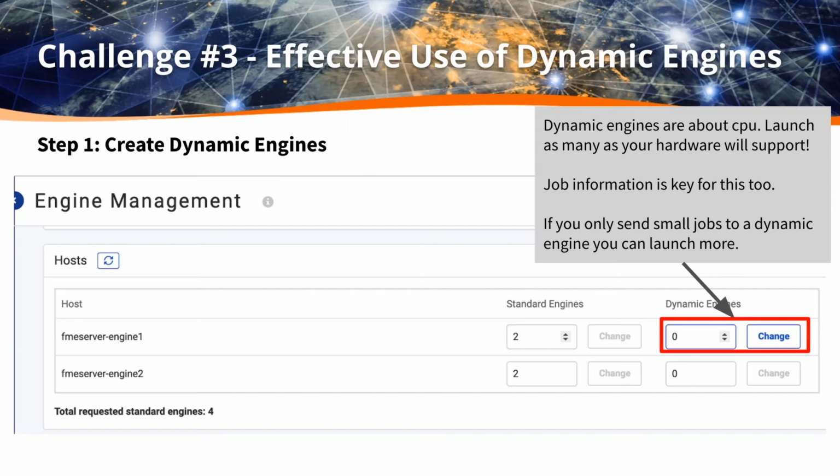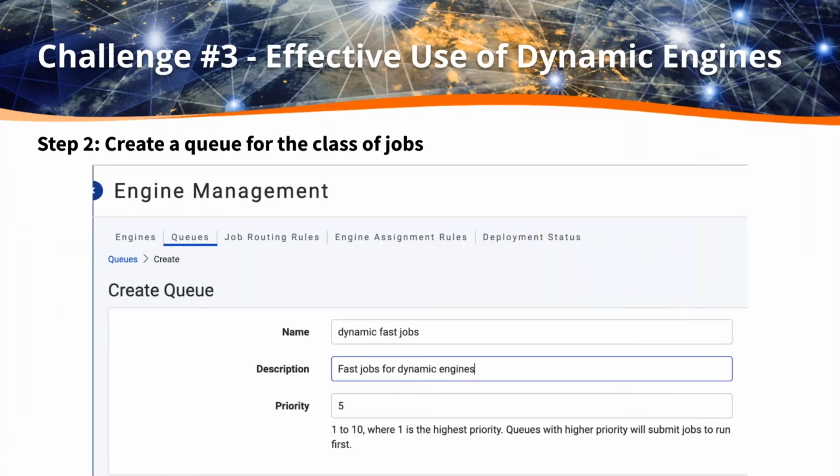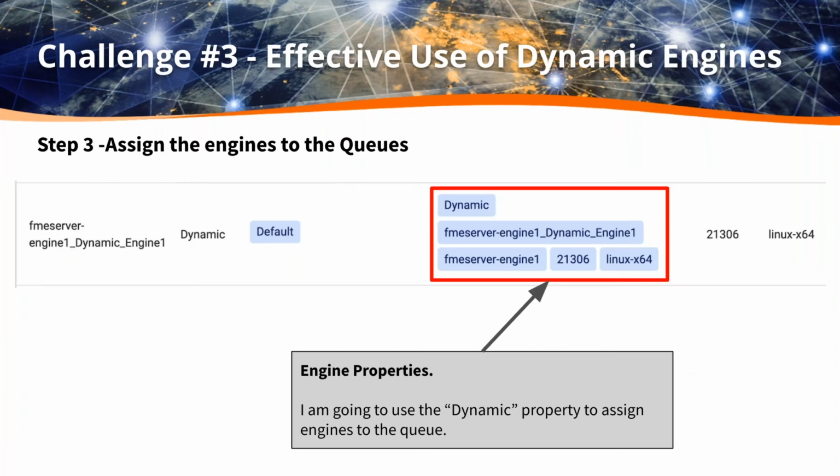And the nice thing is I'm only paying for the CPU. So we would do that. And we're going to go for the dynamic fast job. So again, we're going to create a queue. Then we're going to create an engine property. So the engine properties are from the engines page.